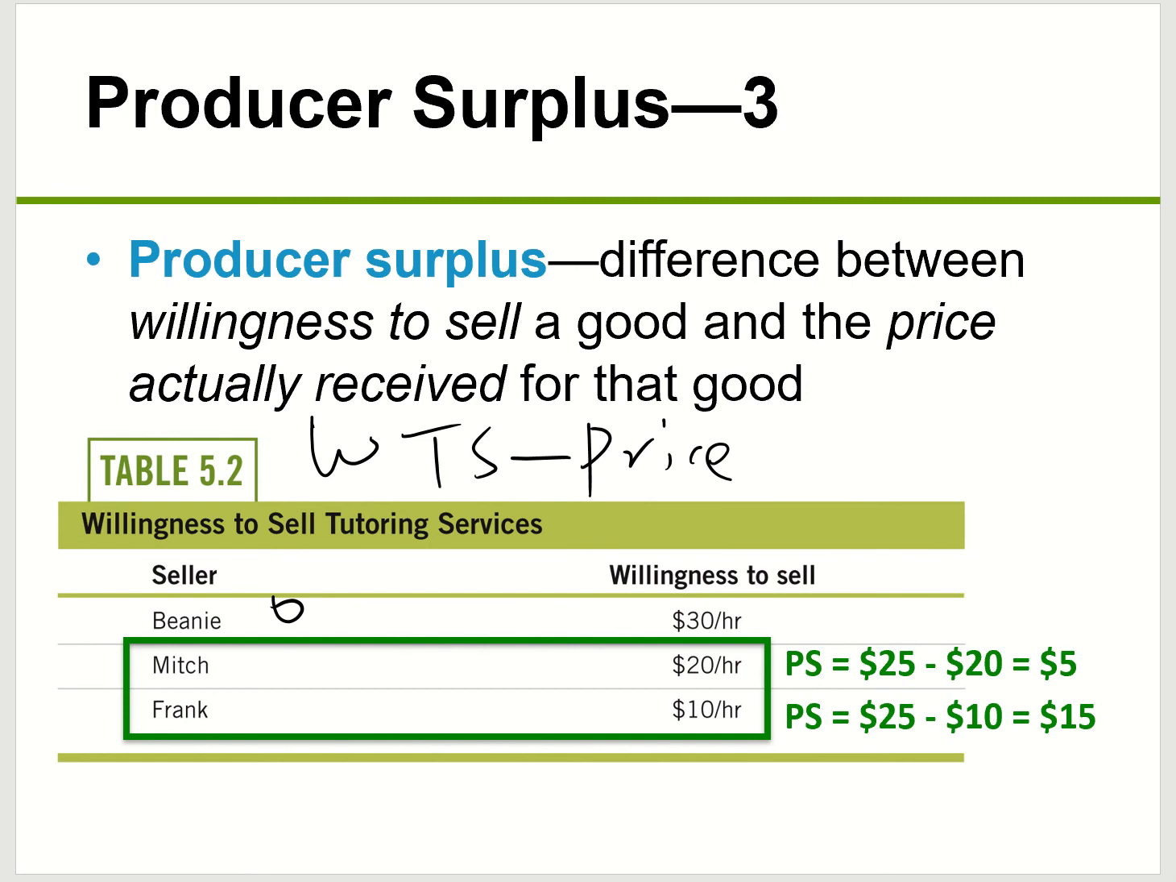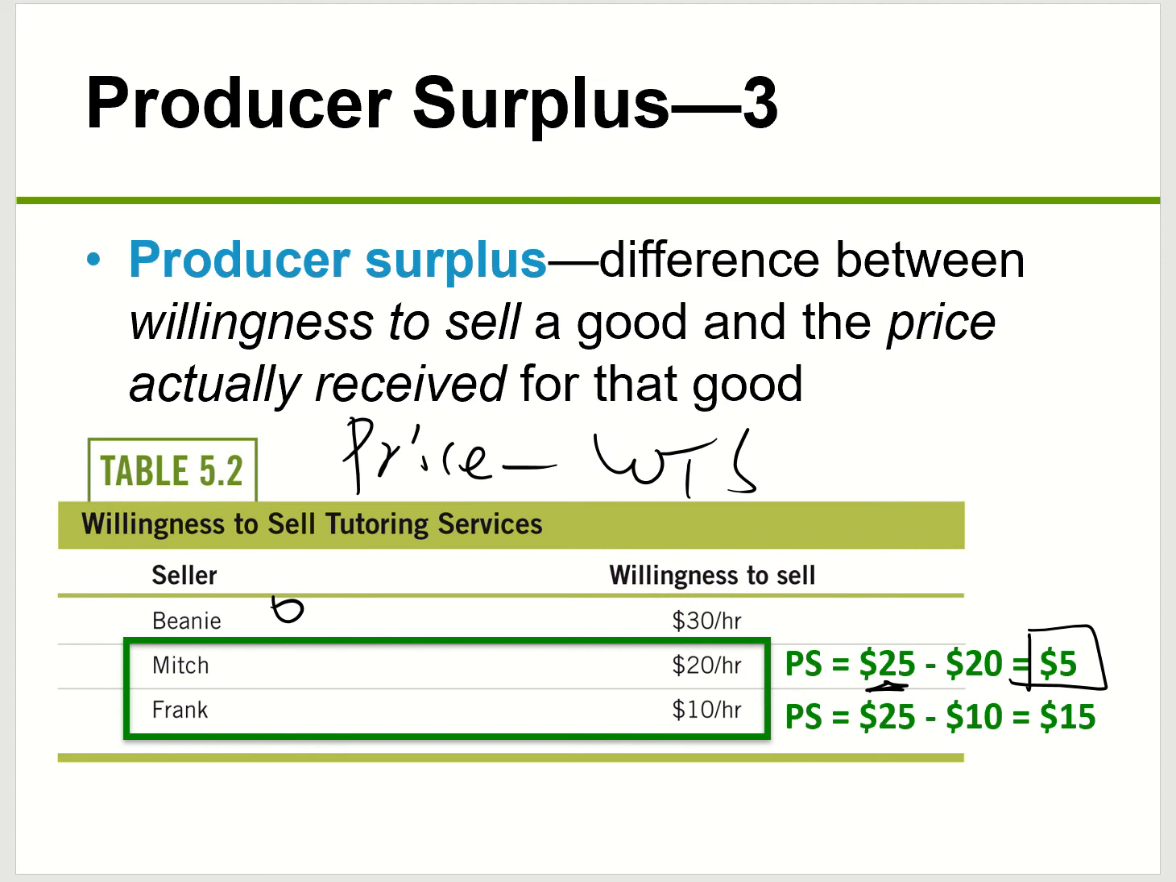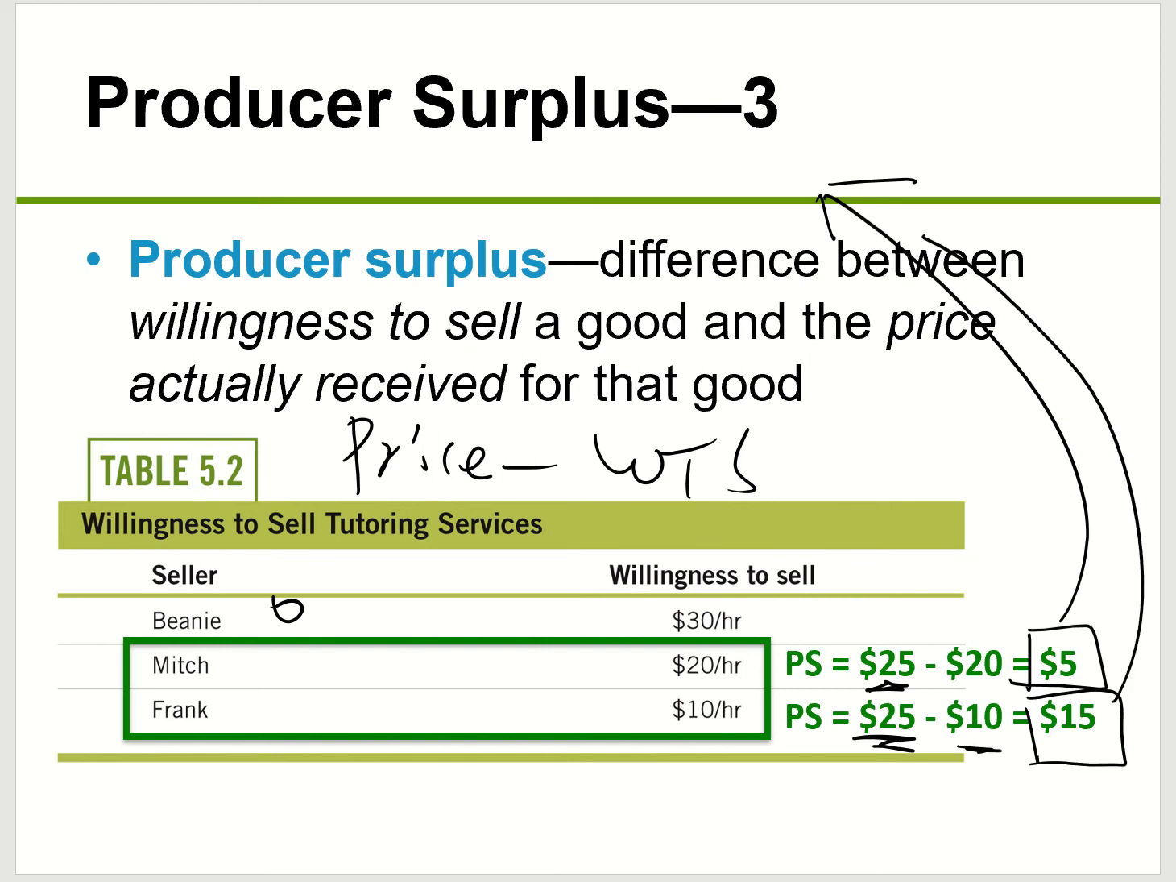For Mitch, his producer surplus will be $25. That's the price. Oh, sorry guys, this is reversed. It's the price minus willingness to sell. Okay, so Mitch price $25, willingness to sell is $20, so he'll get a $5 profit, and that profit is called producer surplus. And then for Frank, price is $25, his willingness to sell is $10, so he gets a $15 profit, and that is also producer surplus.